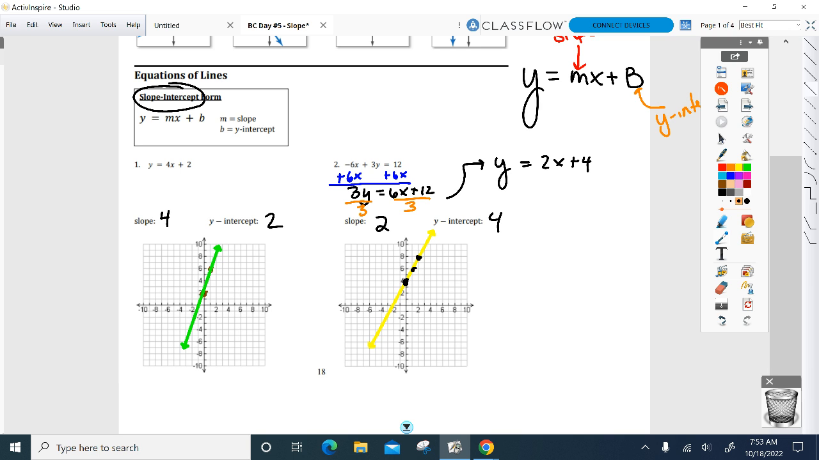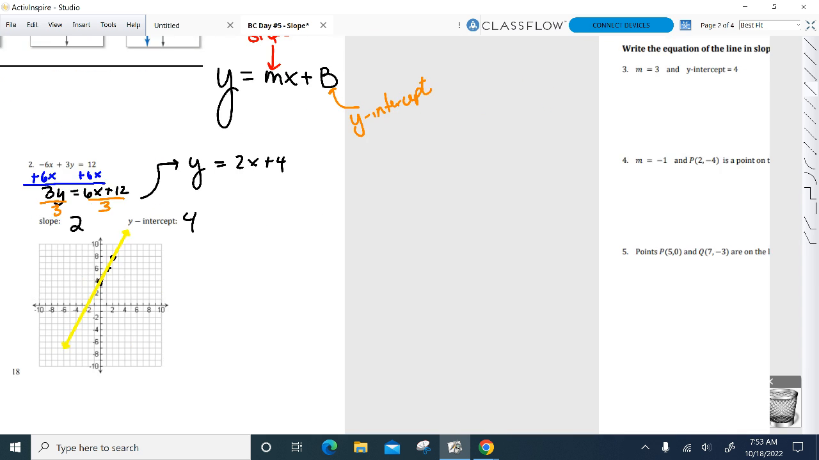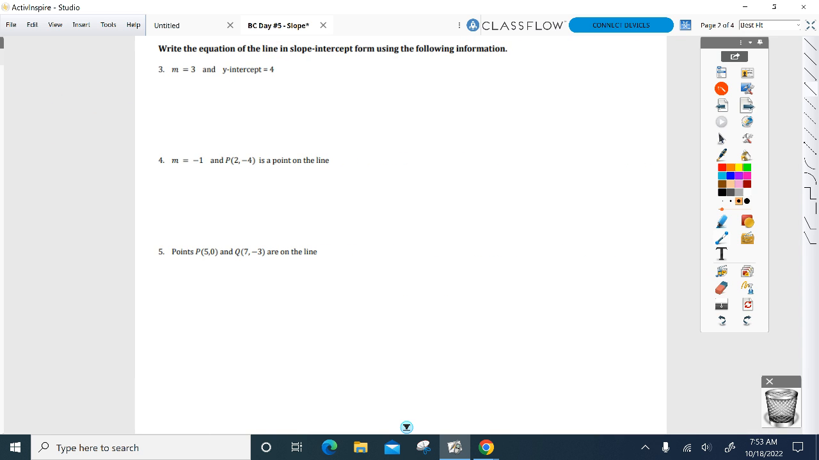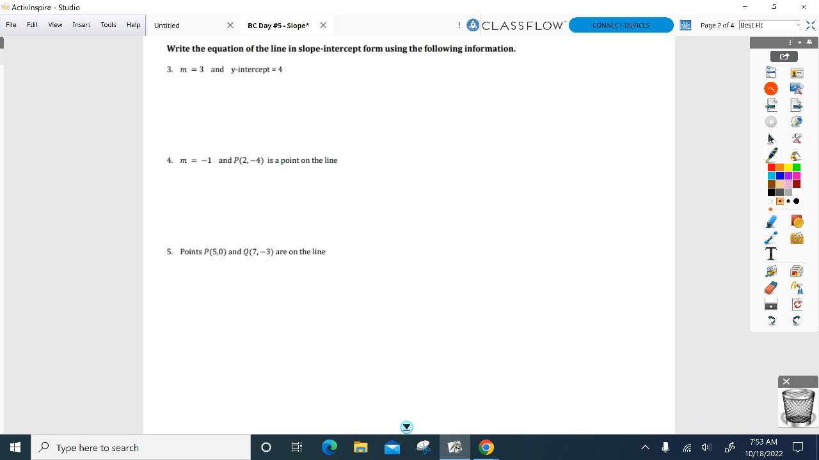Questions, comments, any concerns? All right, now let's start writing the equations in y equals mx plus b form. What do you say? I'll give you some info. You write the equation in slope-intercept form. Again, reminder, y equals mx plus b.